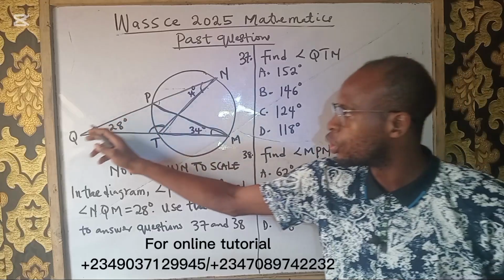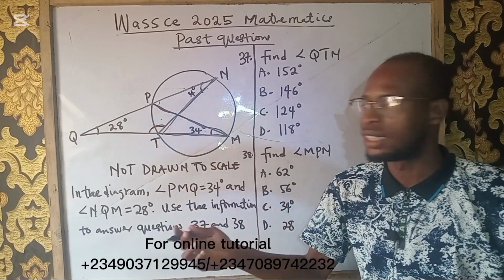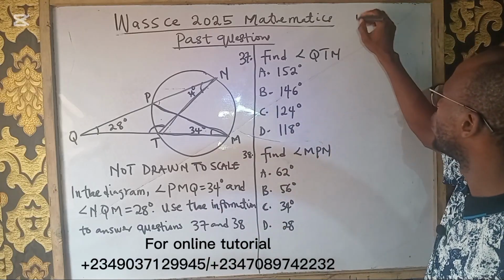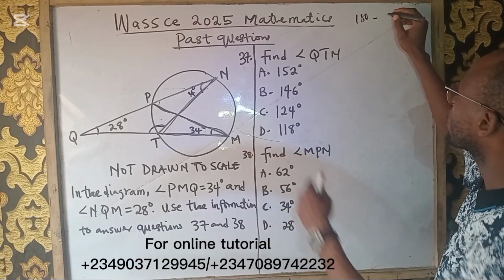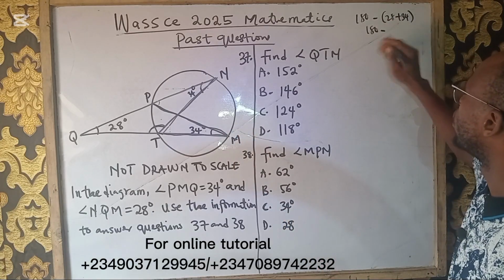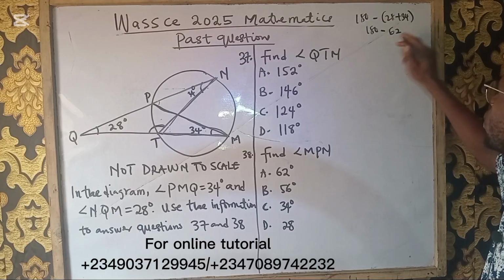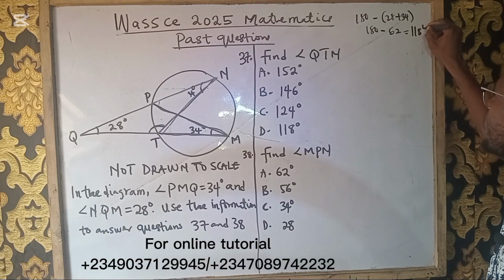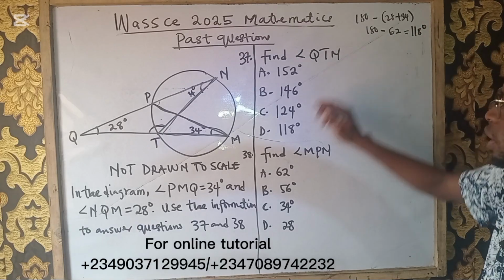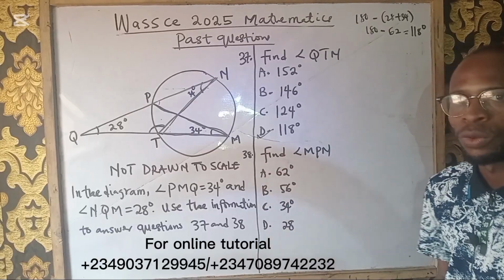We can now say the summation of 34 and 28 plus the angle we are looking for equals 180. So that's going to give us 180 minus 28 plus 34. 28 plus 34 gives us 62. So 180 minus 62 should give us 118. So our answer for angle QTN is 118. So this is the correct answer to that problem.